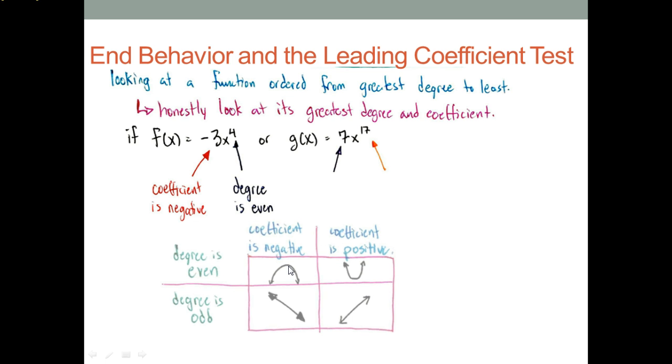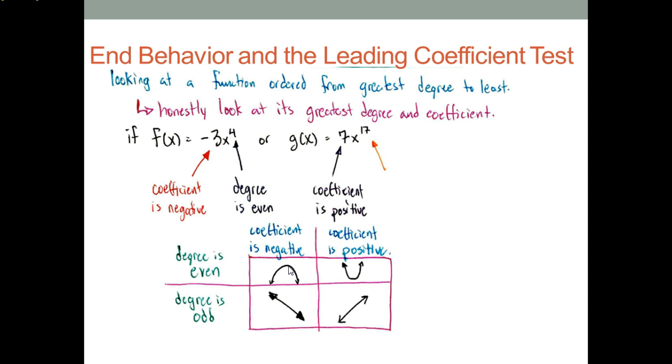And for g, the coefficient is positive and the degree is odd. So if I look back at the chart, positive coefficient puts us on the right column, and the odd degree puts us at the bottom. So if I stand right in the center of that graph, it falls to the left and rises to the right. So that's what the leading coefficient test tells us, the extreme end behavior of the graph, not the little stuff near the origin, but the end behavior.